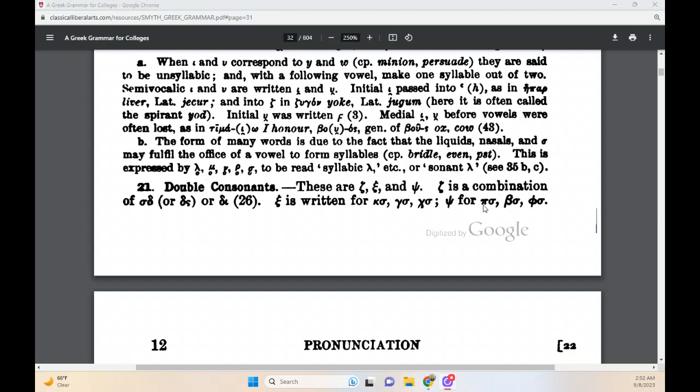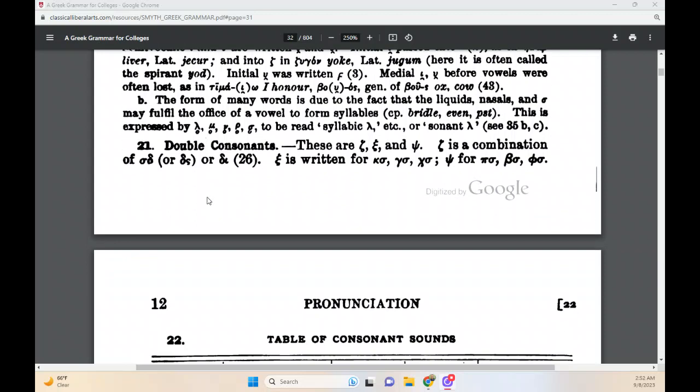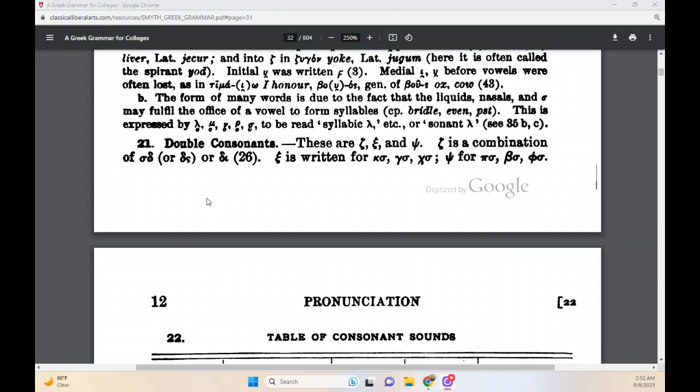Psi represents any of those three consonant sounds followed by sigma. Xi represents any of these three consonant sounds followed by sigma, and zeta could be zd, z, or d. So that's all for the double consonants, and that's really all for the content of Lesson 4.